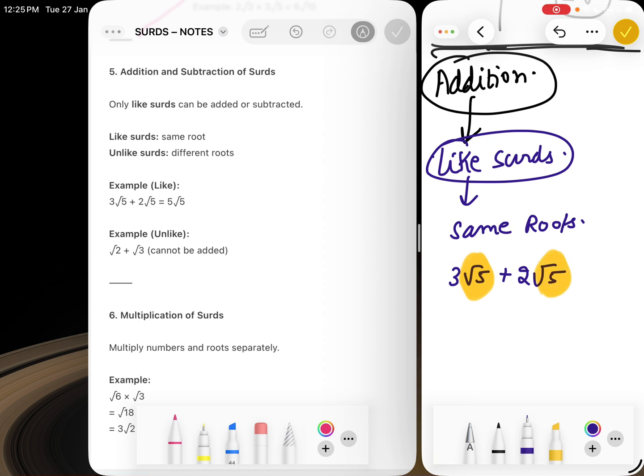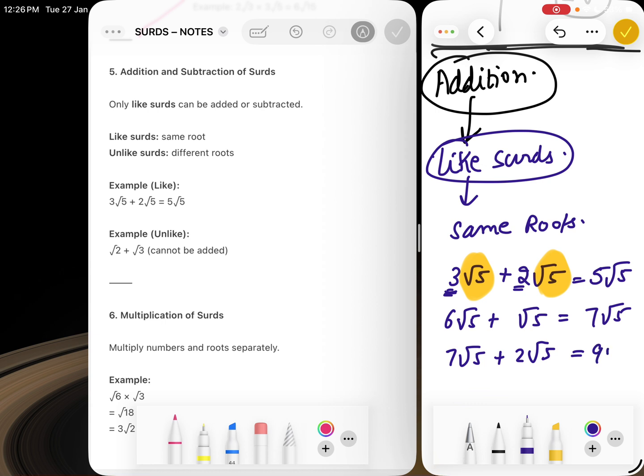So now what you need to do, we just need to add 3 and 2, and that like term remains the same. Let's take another one, 6 root 5 and root 5. See, if there is nothing outside, it is 1, right? Okay, so 6 root 5 and root 5 will be how much? 7 root 5. Okay, let's take another one, 7 root 5 plus 2 root 5. It is 9 root 5.